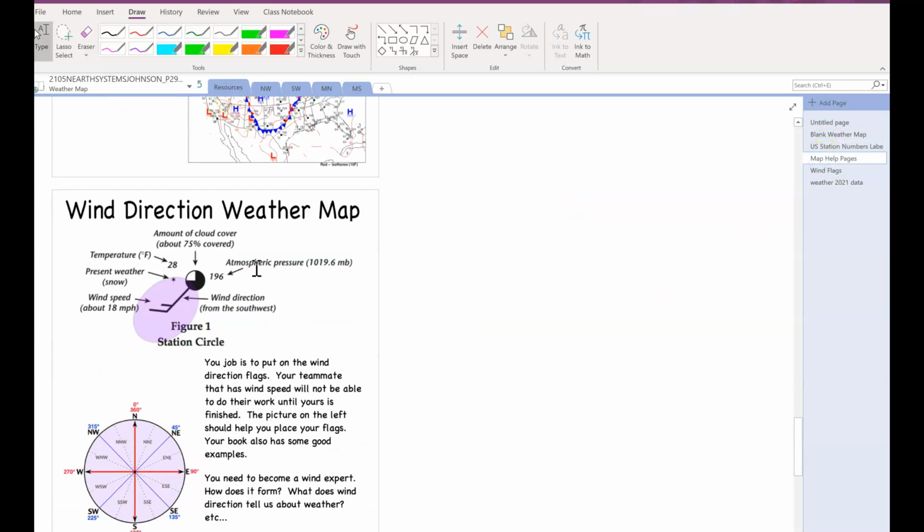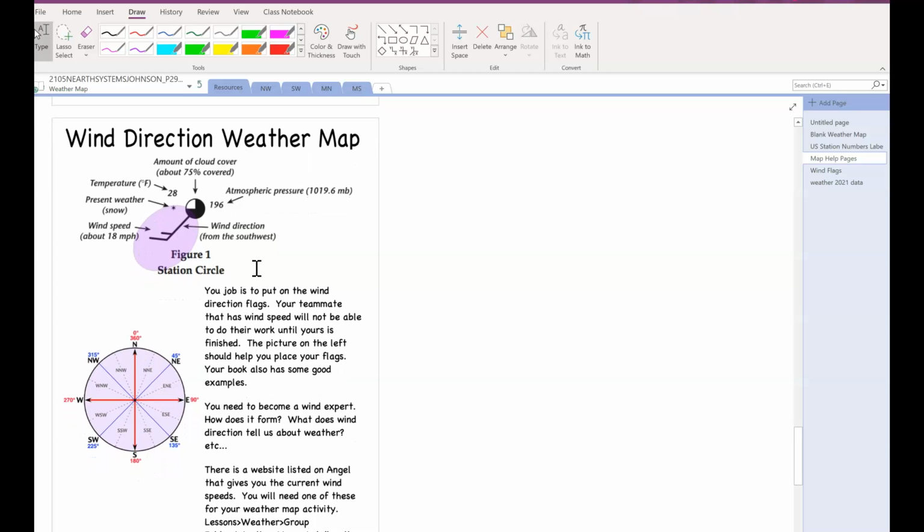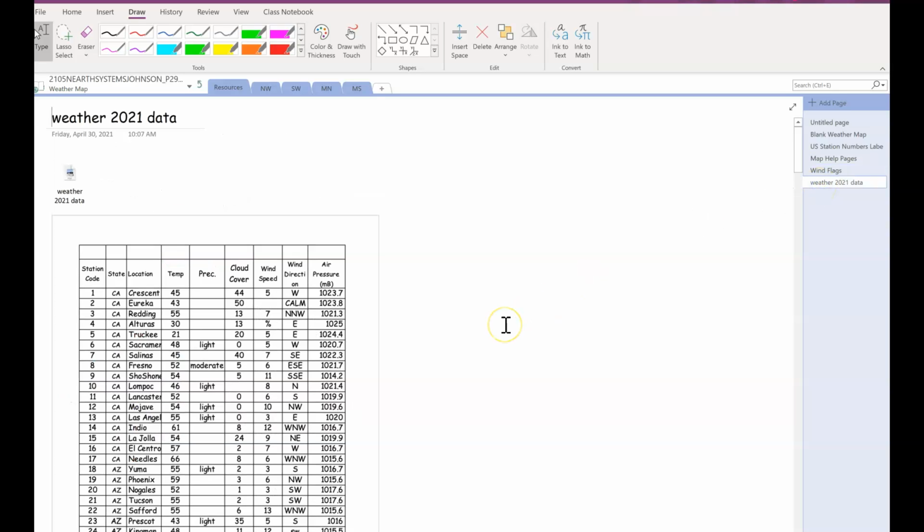Now the last thing we're going to do is wind direction. The stick is going to tell you what direction the wind is coming from the weather station. You have this circle to help you out. Here's north, here's west. Halfway between would be northwest, and halfway between northwest and north would be north-northwest. When you're doing your wind direction, make sure to refer to this circle to make sure you're getting the stick for the wind flags put in the right place. Let's go back to our data page and see what we have for Pendleton.